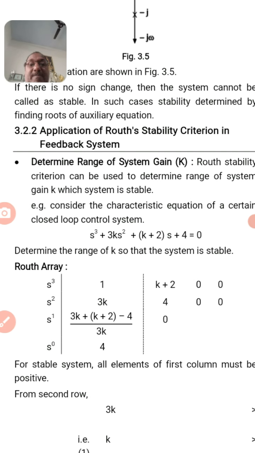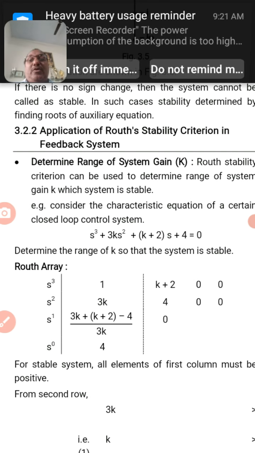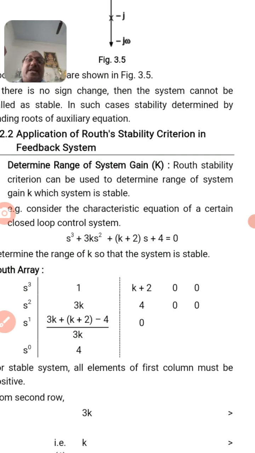See, in 3.2.2 we find that Routh stability criteria can be used to determine the range of system gain k for which the system is stable. In the previous lecture we studied that if the characteristic equation is given, we check whether there is a sign change in the first column of the matrix. If there is a sign change, we say it is an unstable system. If there is no sign change in the first column, we say it is a stable system.